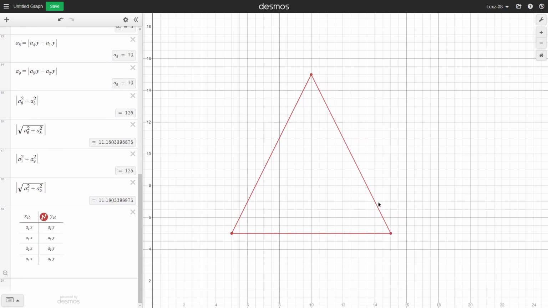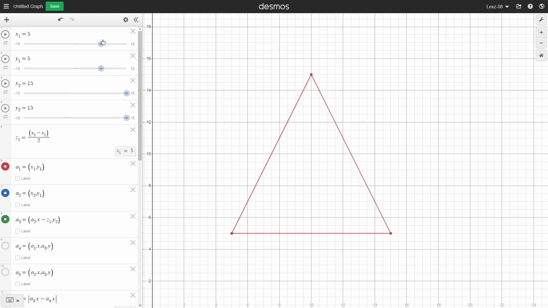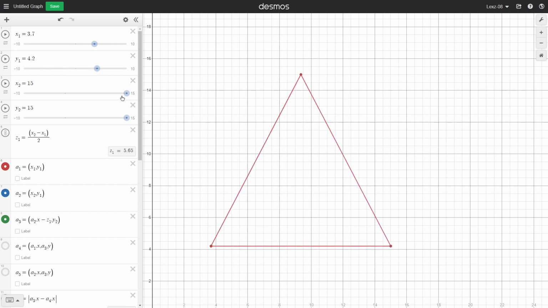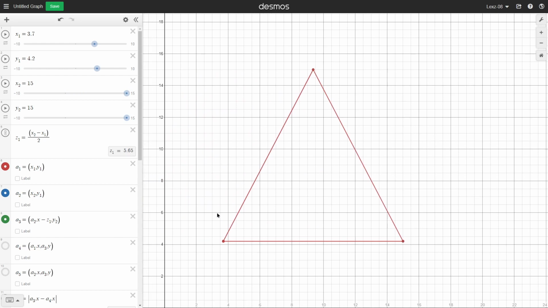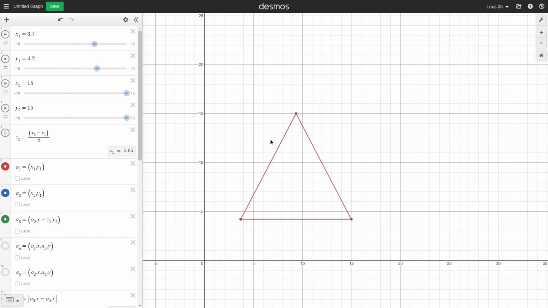So yeah, it's the Isosceles right triangle. Oh my gosh, why do I keep saying that? Isosceles triangle. As you can see, it works. Works perfectly. As you can see, you set the x of this, and it still gets the middle point. Y, still works magically. And, yeah, that's the isosceles.